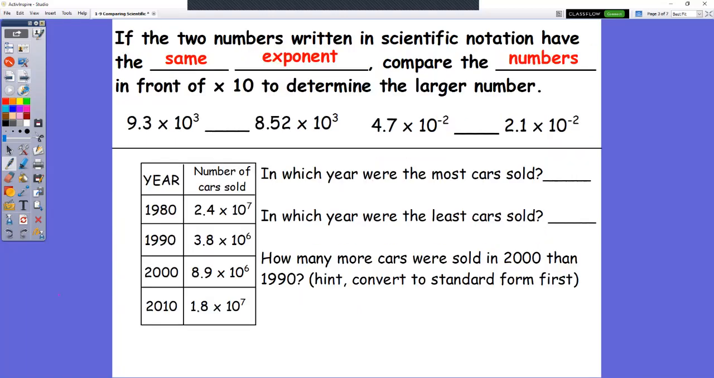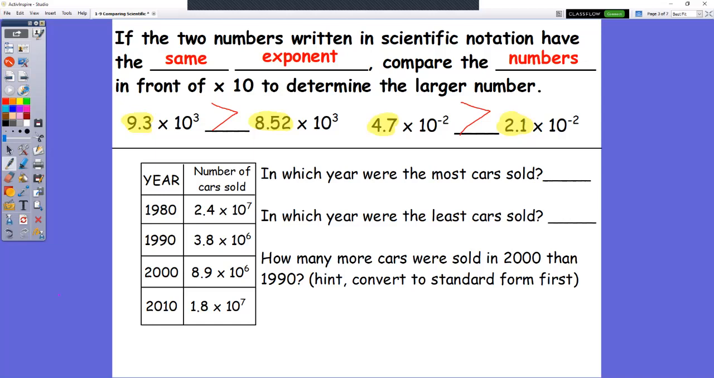If two numbers written in scientific notation have the same exponent, then just compare the numbers that are in front of the times 10 to determine the larger number. So as you can see, 10 to the 3rd and 10 to the 3rd. So then we just want to compare the numbers that are in front of the times 10 so that we can make our comparison. In this case, 9.3 is in fact greater than 8.52, and 4.7 is also greater than 2.1.